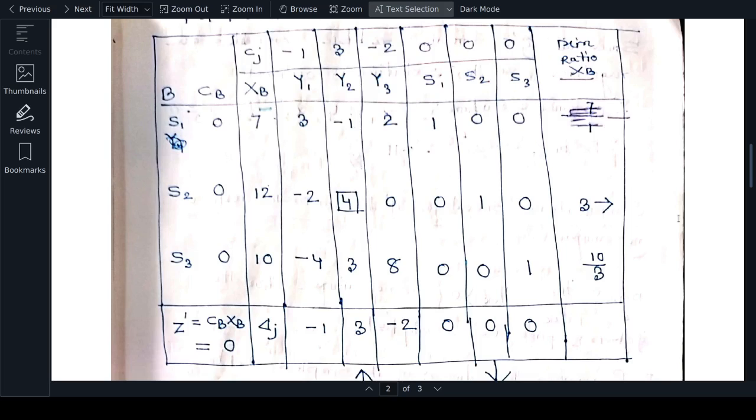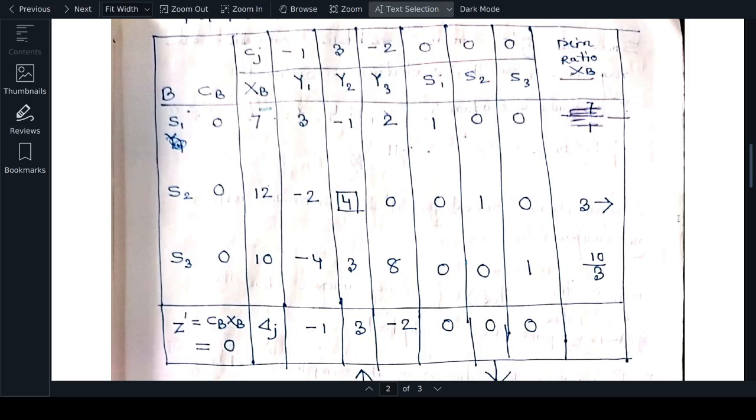Next, last row of this table will be z dash. So here you see someone written z, but here we make z dash. So this will be z dash, not z. Z will be here, but here we use max z dash. So z dash equals cb into xb. So you multiply cb into xb, 0 into 7 plus 0 into 12 plus 0 into 10. So ultimately 0.